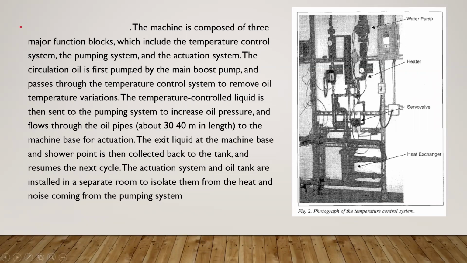The circulation oil is first pumped by the main boost pump and passes through the temperature control system to remove oil temperature variations. The temperature controlled liquid is then sent to the pumping system to increase oil pressure and flows through the oil pipes about 30 to 40 meters in length to the machine base for actuation.